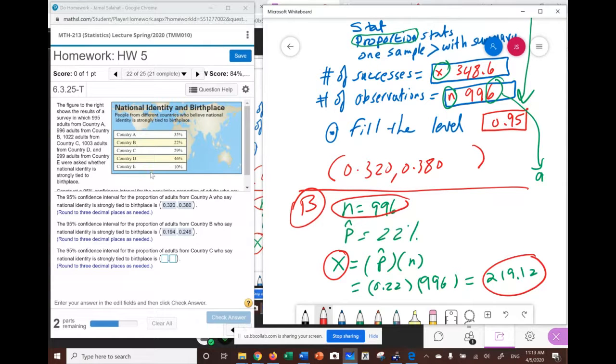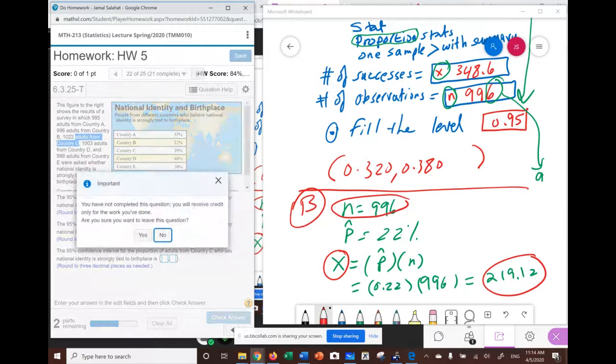Now, I'm not going to do the rest of them, but the third part will be about country C. For country C, there is 29% of the people. And how many in country C is 1,022. So here it says the number of adults in country C is 1,022. The next one is going to be 1,003 for country D, and then 99 for country E, and so on. And the percentages are given, so just follow the first couple of steps. So that is how we do number 22.